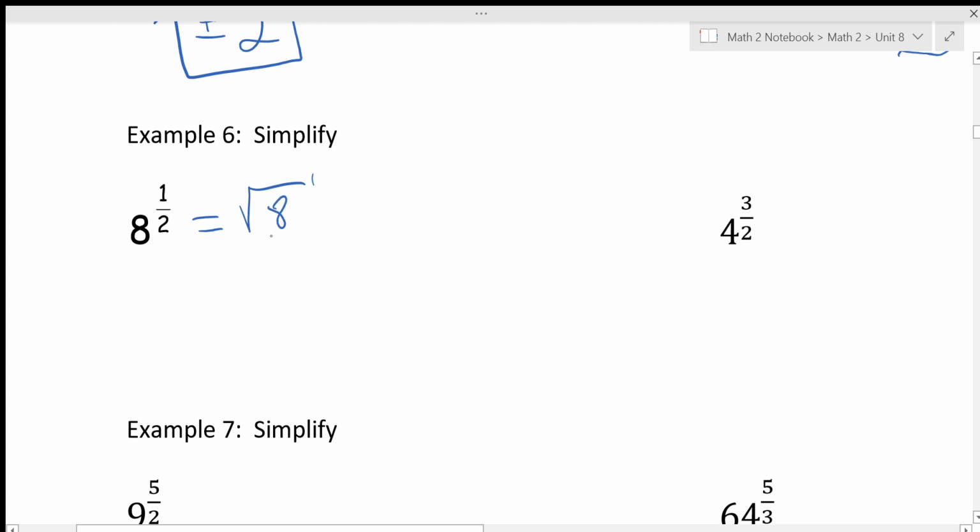Simplifying radicals, we're going to factor it and look for buddies when we're doing the square root. 8 factors to 2, 2, and 2, so one of them breaks out, one of them dies, and one of those 2's has to stay inside. And it is a square root, so we're going to put that plus or minus in front.